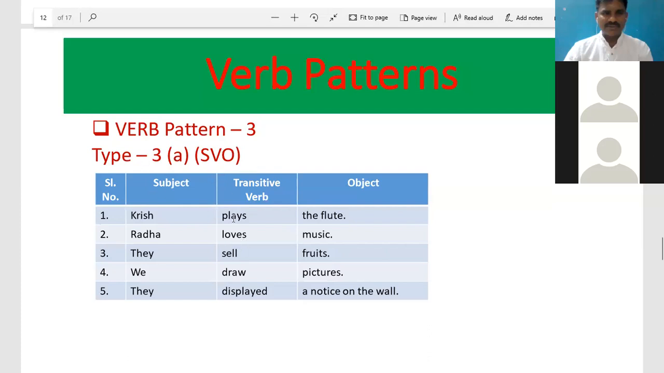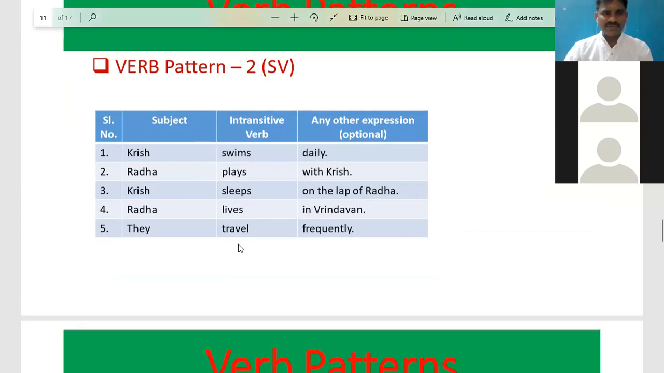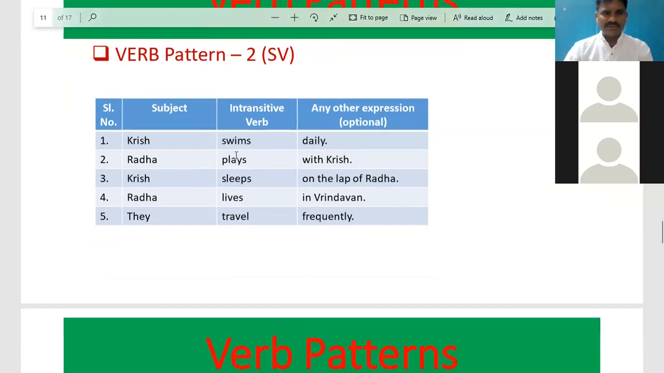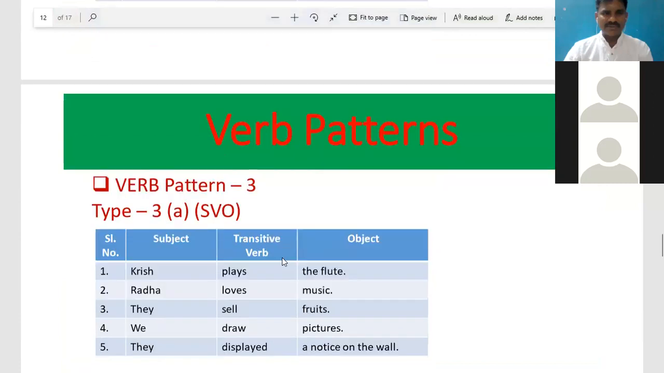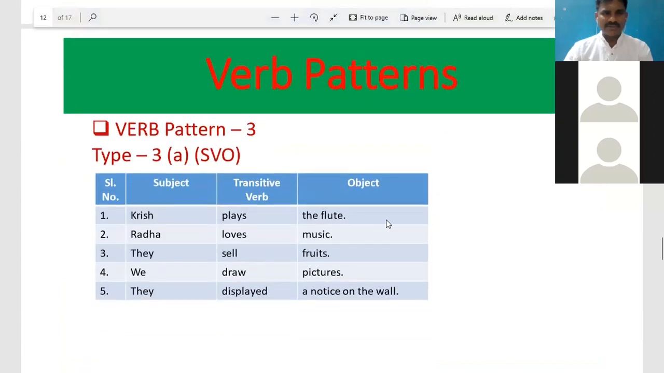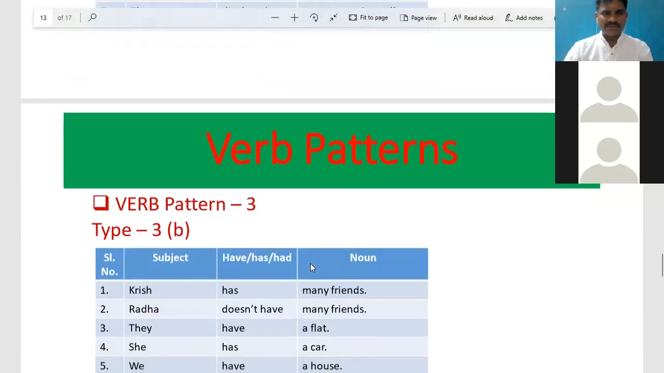Before, we saw the SV structure. Now this is the SVO structure. Here the verb is transitive. In the SV structure, the verb is intransitive. Observe the difference between these two, SV and SVO. Subject plus intransitive verb. Here, subject plus transitive verb, which takes an object.